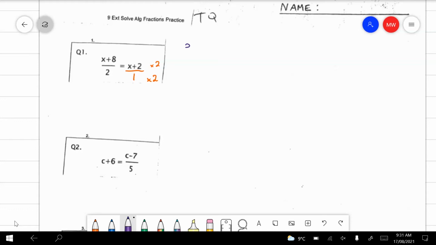What I've got left is x plus 8 over 2, and that equals x plus 2 all multiplied by 2 over 2. And the reason that I don't show this line normally is because my next move would be to double both sides, and that would remove the denominator anyway. So normally I just jump straight in with this line. x plus 8 equals 2 lots of x plus 2. And then all we need to do is expand and simplify.